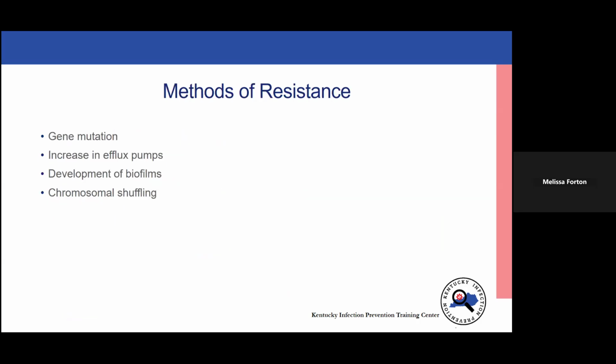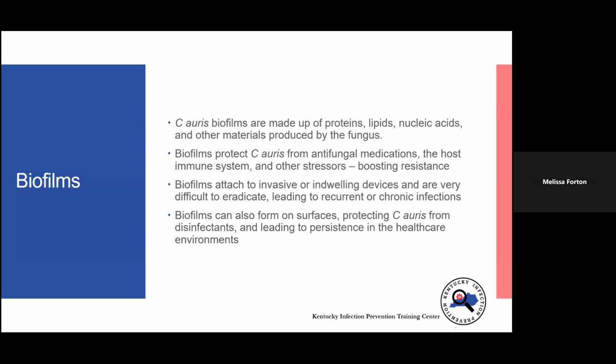And that fungus can develop resistance pretty quickly. And there's several types of resistance that they can develop. I'm not going to talk about much, but I will talk about biofilms. We know about biofilms, especially when we are talking about a patient with an indwelling device of some kind, that biofilms can form on that, and it makes it difficult to treat any sort of infection. C. auris can also make biofilms.